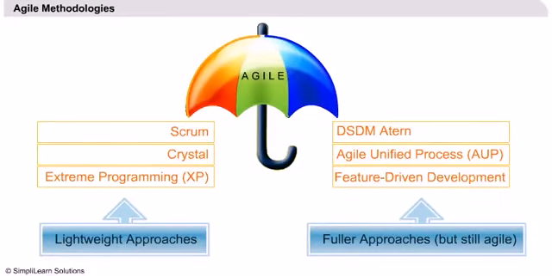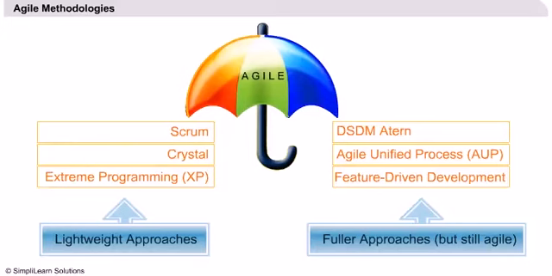Agile methodologies. Let us take a look at some of the Agile methodologies that are prevalent in the industry today. Some of the Agile methodologies are known to advocate a very simple and flexible process. These are classified under the lightweight portion and include methodologies like Scrum, Crystal, and Extreme Programming.